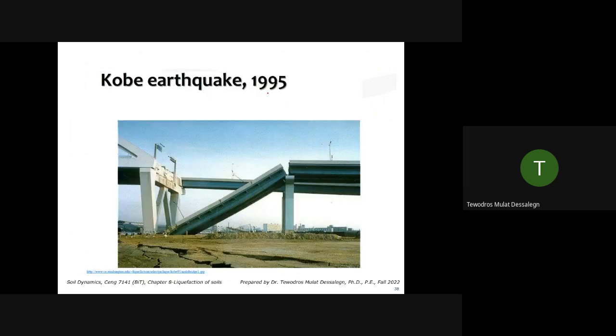Kobe earthquake, 1995. See, this is lateral spread cracking. If the ground is moving sideways, what happened to these piers? Moving away from each other. And the deck is falling.